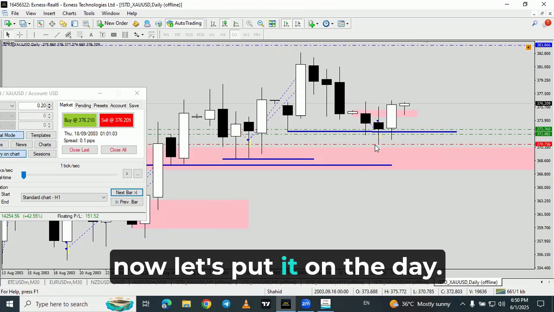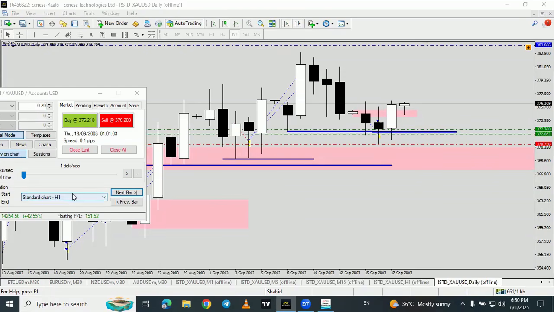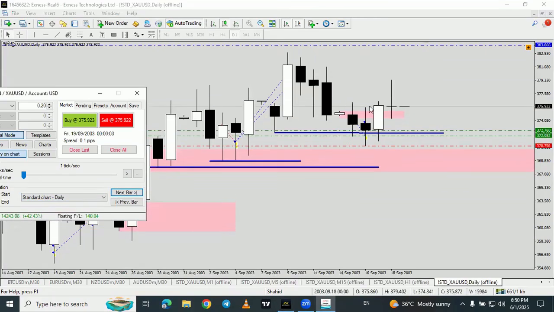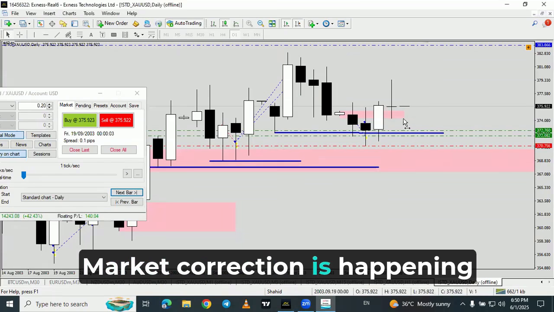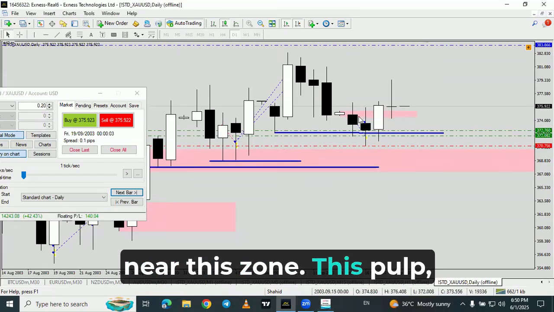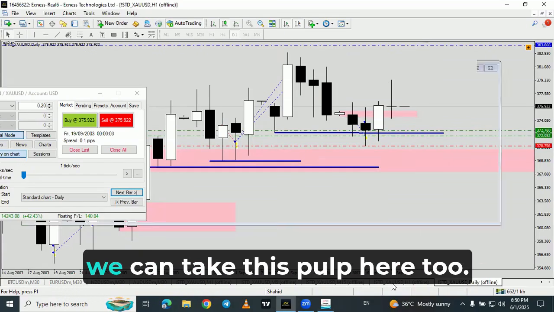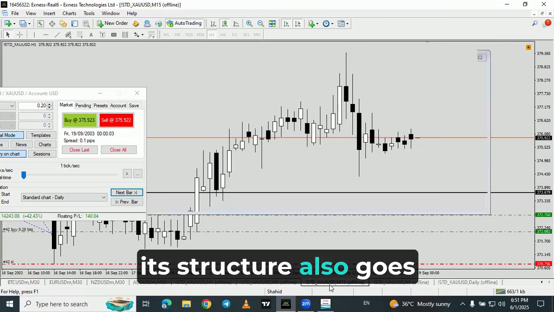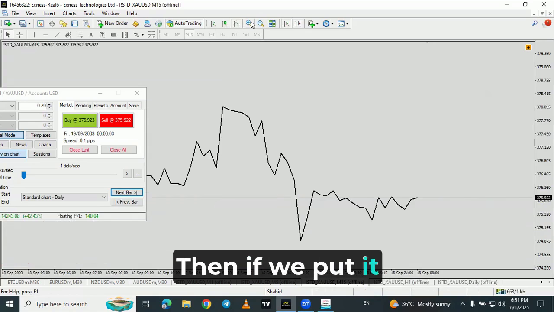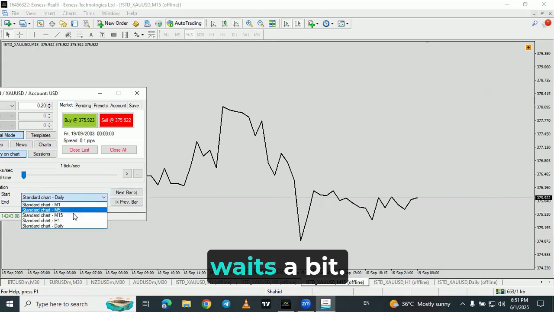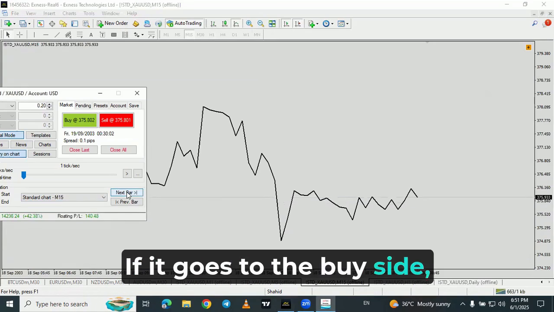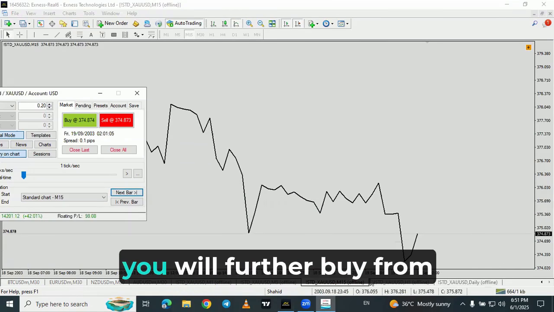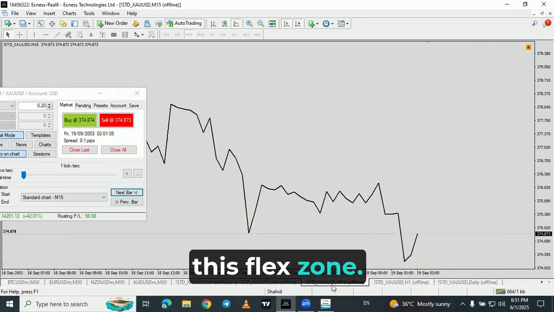Okay, now let's put it on the day. After putting it on the day, see this. Market correction is happening near this zone. This pullback, like the previous pullback, we can take here too. If you see in H1, its structure also goes to the buy side. Then if we put it on 5 minutes, its structure shifts a bit. If it goes to the buy side, you should prepare for it. See, if the market's structure goes to buy, you will further buy from this flex zone.